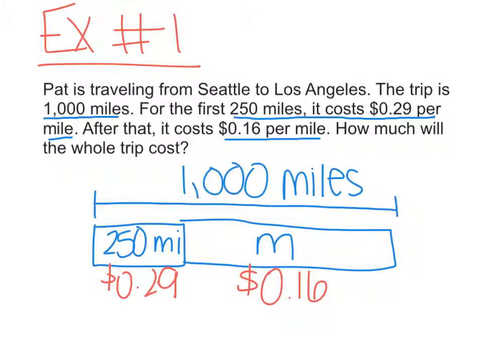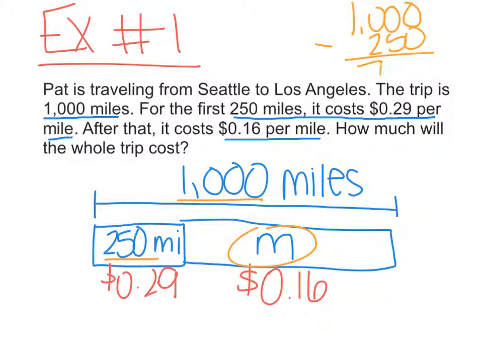Well, let's figure out what our M is first. So we know that the whole trip was 1,000 miles. We know this part was 250. So if we subtract 1,000 minus 250, we get 750 miles. So our M is 750 miles.